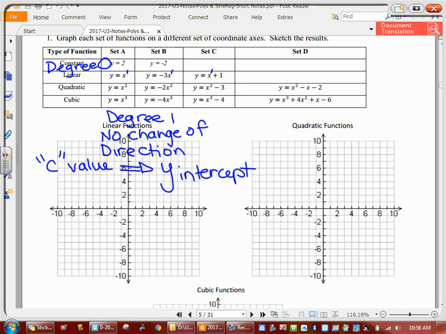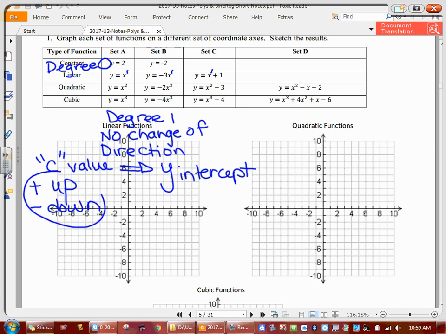So before we even go to our calculator and graph these, which we've already graphed, we need to just identify characteristics about them. So, linear, degree 1, they have no change of direction. The C value is always the Y-intercept. They're either going to increase or they're going to decrease, because your X will either be positive or negative. And again, that's what's going to tell us if it goes up or down. So, positive is up, negative is down. Okay, and that means the variable of x.